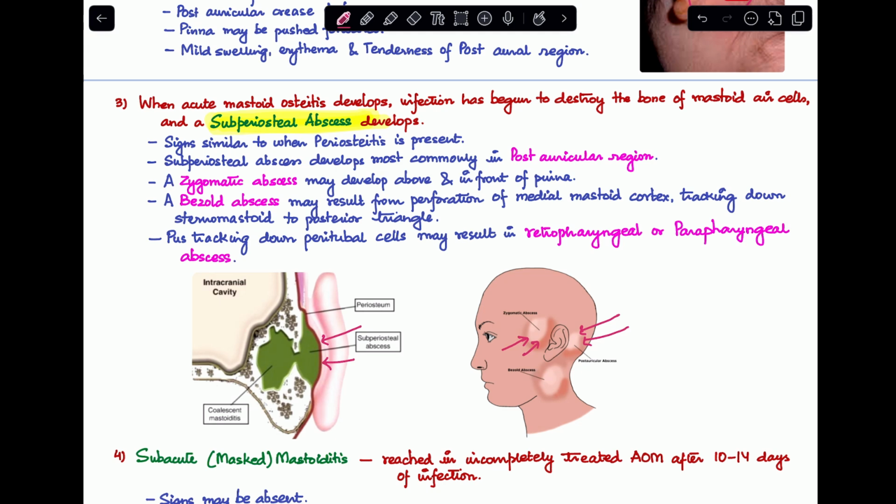There's another abscess known as Bezold abscess, which develops from perforation of the medial mastoid cortex, and it starts going along the sternomastoid muscle to reach the posterior triangle of the neck. This abscess will be known as the Bezold's abscess. And sometimes the pus can even track down peritubal cells and lead to retropharyngeal or parapharyngeal abscess. So as the subperiosteal abscess develops, it can actually lead to formation of multiple other types of abscess depending on which direction it proceeds in.